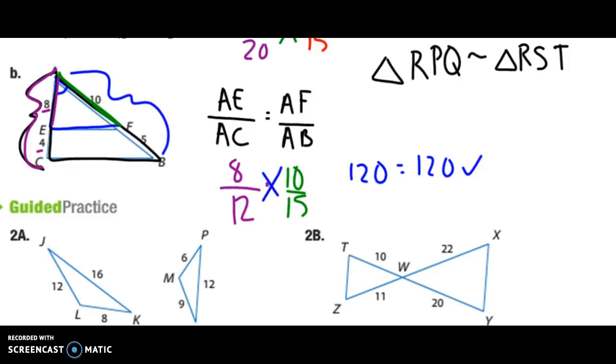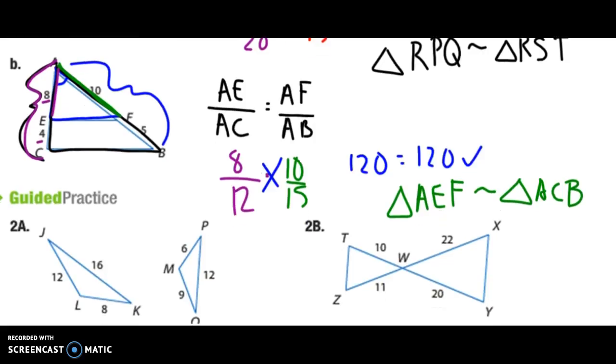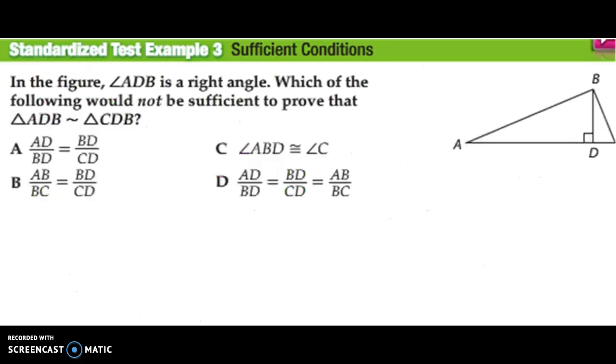So how would I write my similarity statement? It's going to go like this. I'm going to say triangle AEF is similar to triangle ACB. There's a couple guided practice problems for you to try as well.